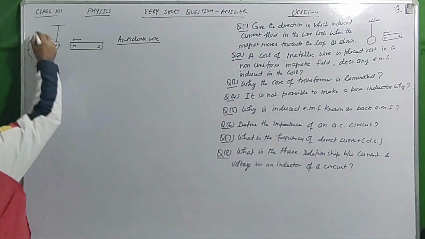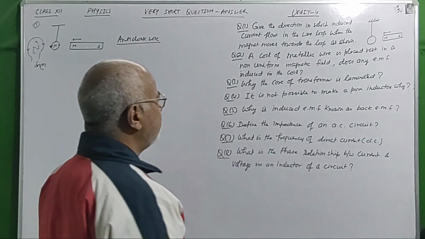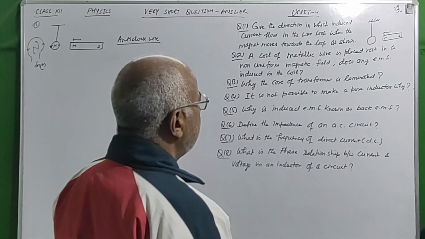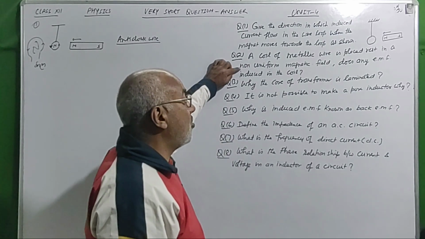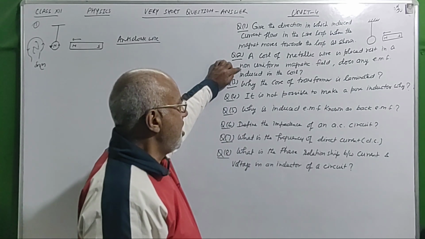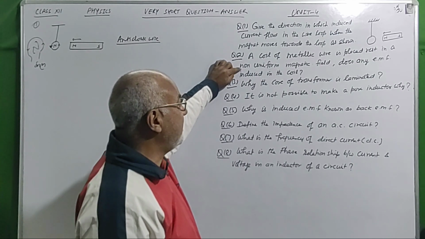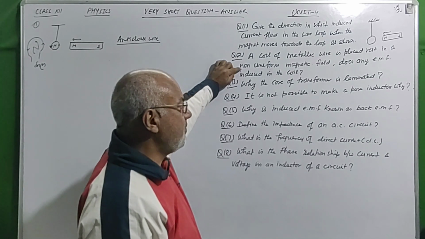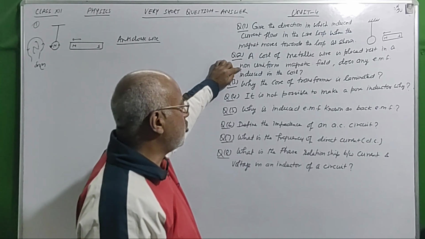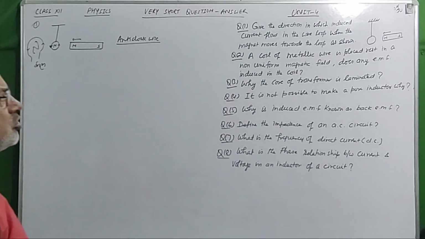Solution 2. This is first. A coil of metallic wire is placed at rest in a non-uniform magnetic field. Does any EMF get induced in the coil? So the magnetic field is non-uniform, but it is not mentioned that it is a varying magnetic field. We can take it as a non-uniform magnetic field, but it is not changing at any place. At one particular place it is fixed. So there is no EMF induced in the coil.